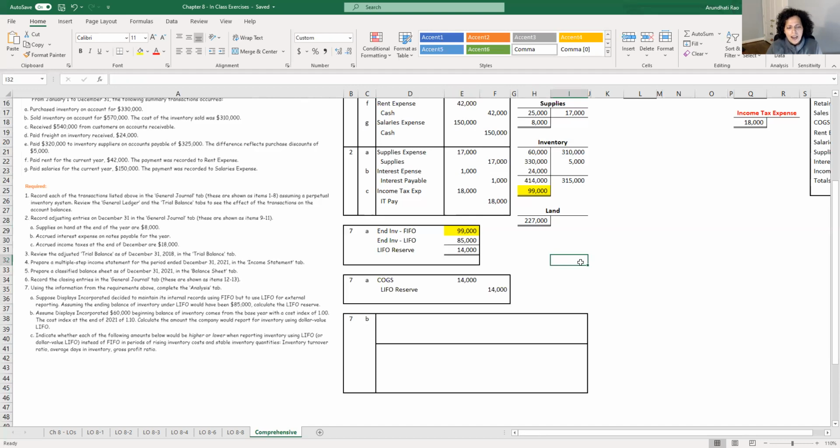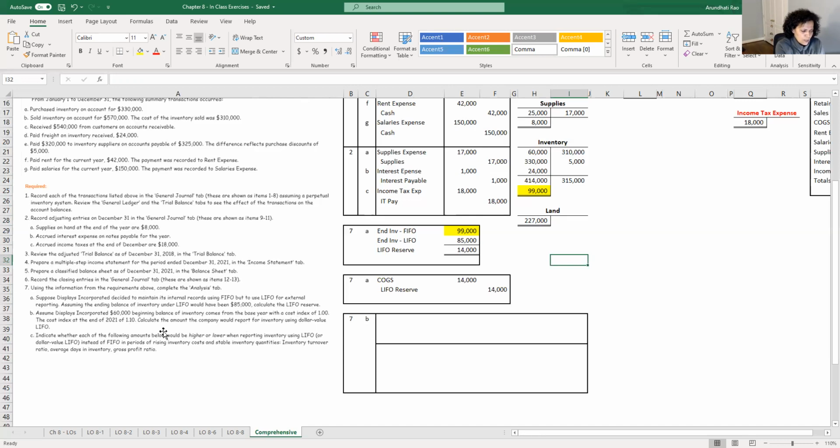When I do this, I have LIFO reserve, which is a contra account. It's a credit balance. So 99 minus 14, in the balance sheet I can show my inventory at 85,000. That's the purpose of the LIFO reserve. Now, they say assume in part B, assume Display Incorporated's 60,000 beginning balance of inventory comes from the base year with a cost index of 1. The cost index at the end of 2021 is 1.1. They want us to recalculate the inventory using the dollar value LIFO method.